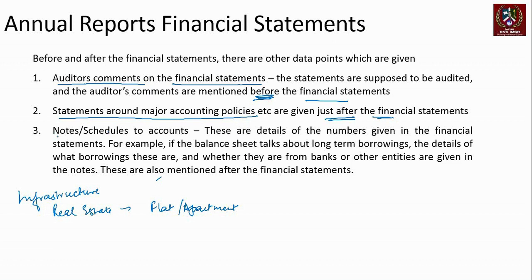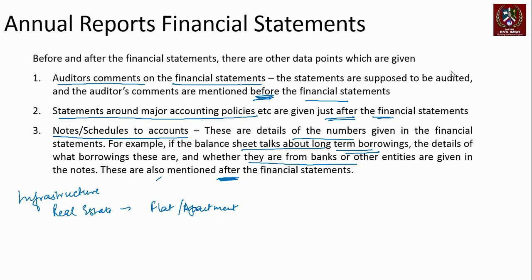And finally, those numbers that we saw, those are notes or schedules to accounts. These are details of the numbers given in the statements. For example, if the balance sheet talks about long-term borrowings, then what these borrowings are and whether they are taken from banks or other entities is all mentioned in the notes, right? These are also mentioned after the financial statements, right? That's the importance of financial statements.